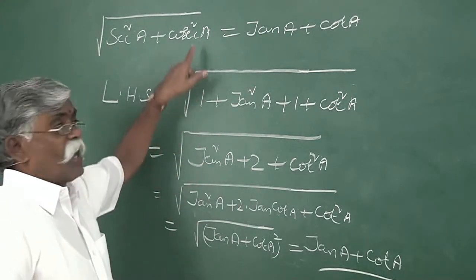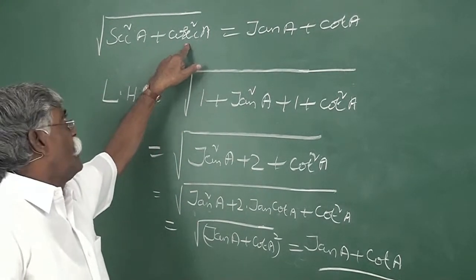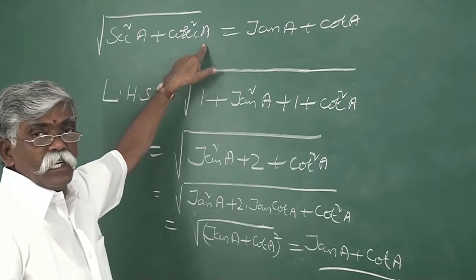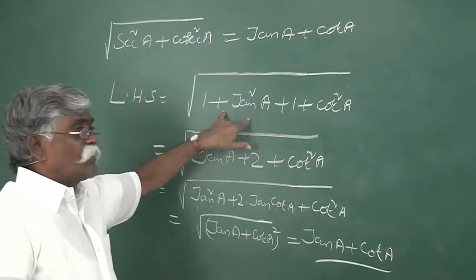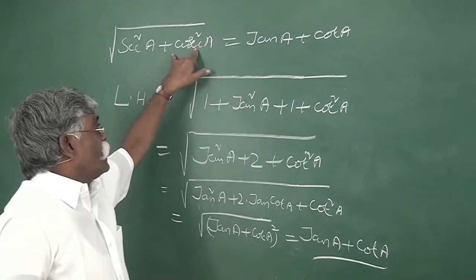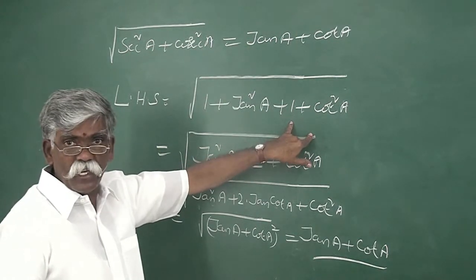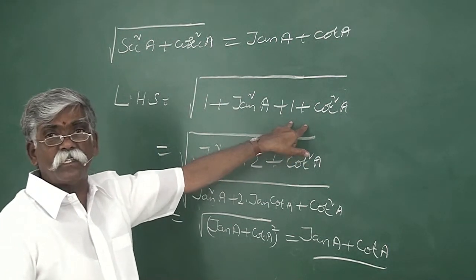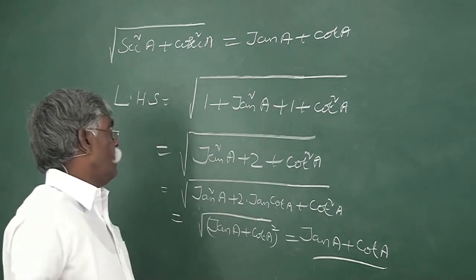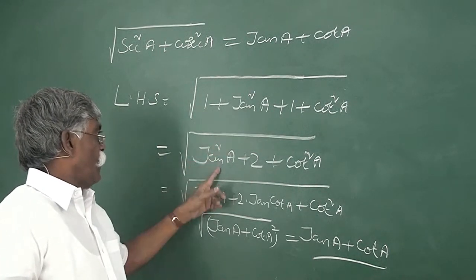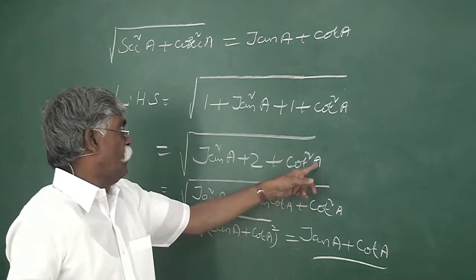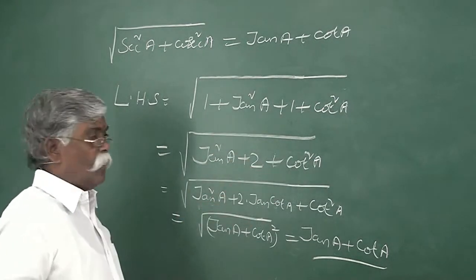So the left hand side is in terms of secant square and cosecant square. Secant square can be converted as 1 plus tan square A, and cosecant square A is 1 plus cot square A, since the answer on the right hand side is in terms of tan and cot. Now tan square A plus cot square A, and 1 plus 1 is 2.